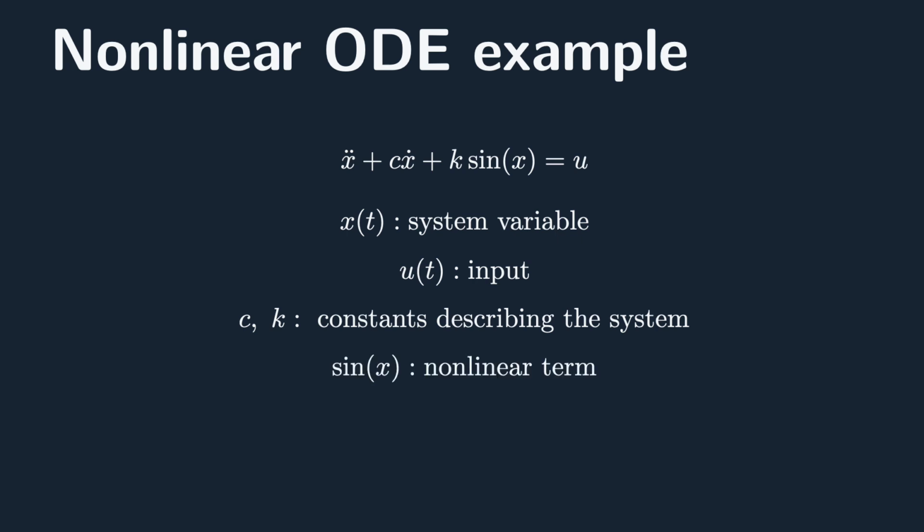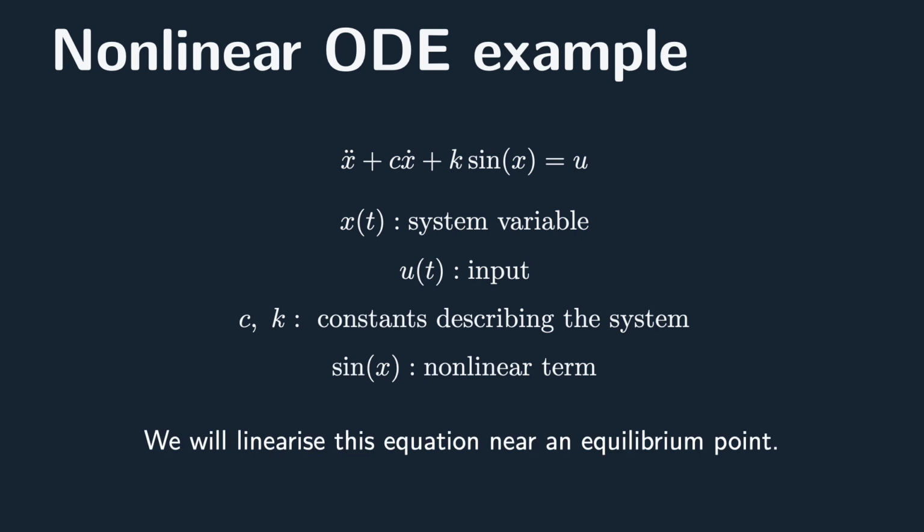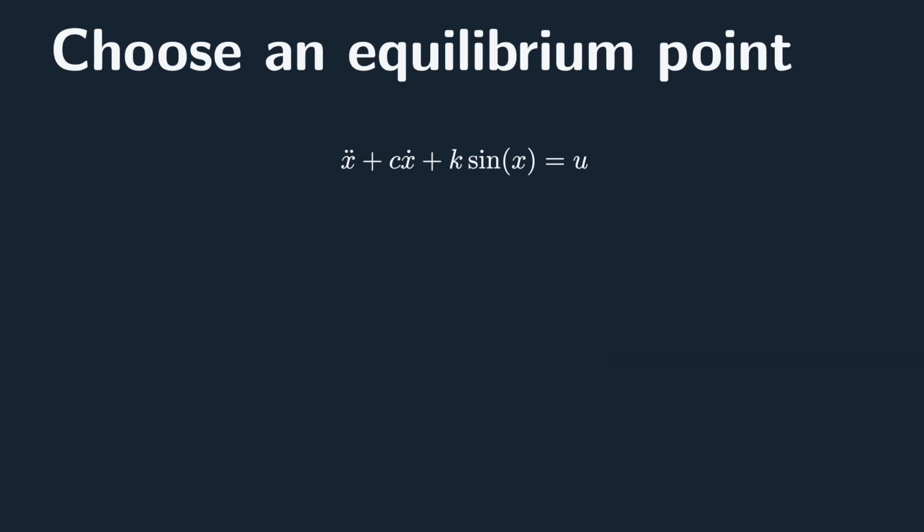The nonlinear part is the sine dependence on x. In other words, the equation is nonlinear because x appears inside sine x. Our goal is to approximate this nonlinear ODE near an equilibrium point so that we can study small deviations from that equilibrium. Before we linearize the equation, we need to choose an equilibrium point.